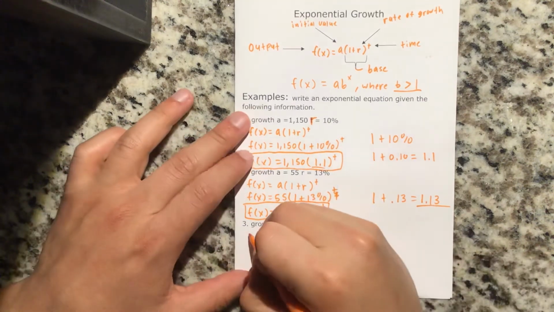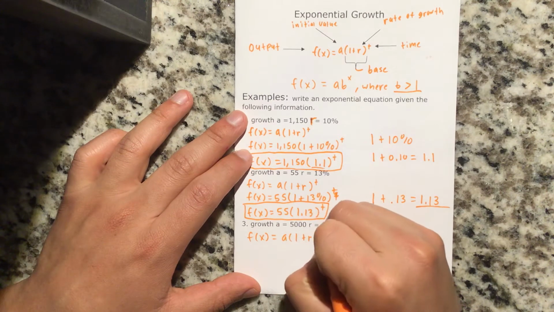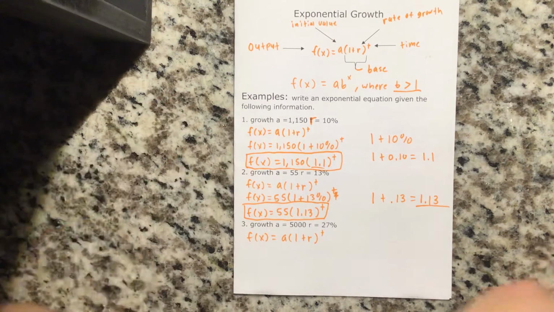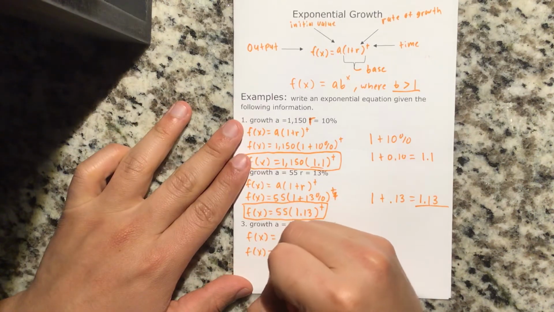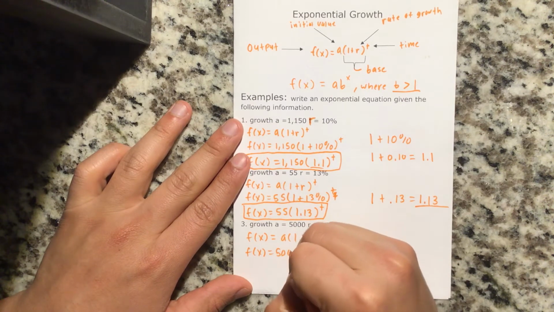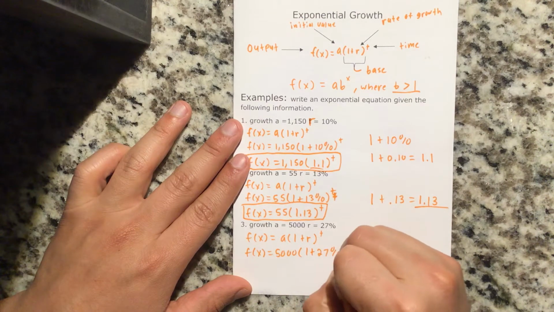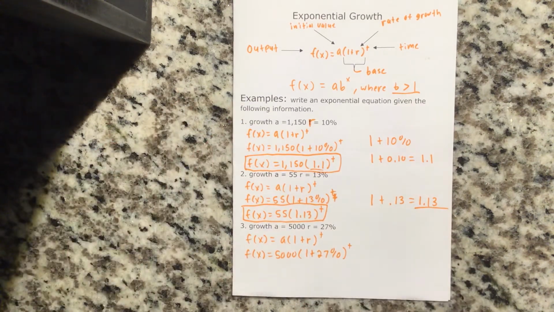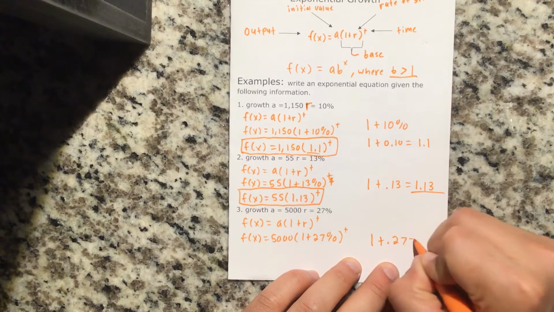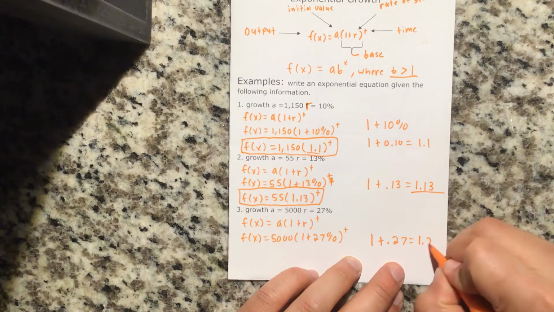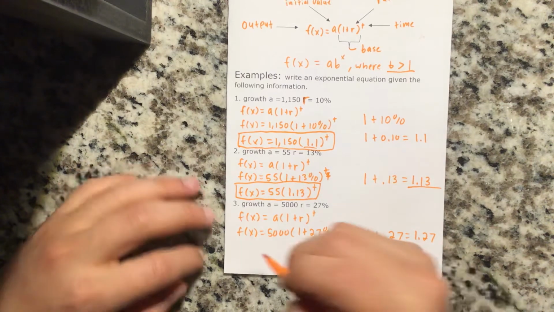Okay, let's set it up. So f of x equals a times 1 plus r to the t power, okay? And again, we're going to substitute in the values that we have. So we have an a and an r. So I get f of x equals, instead of a, I'm going to put 5,000 times 1 plus 27% to the t power, okay? And again, we do a little math off to the side here. 1 plus 0.27, because that's 27%, I get 1.27, okay? So that's my growth factor. So then I write it in, simplify.